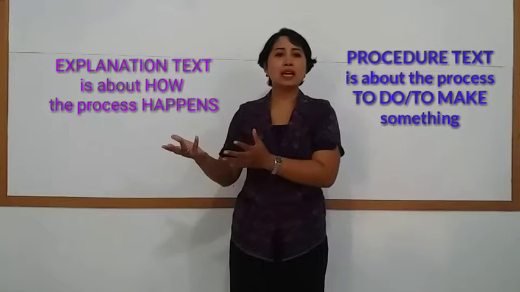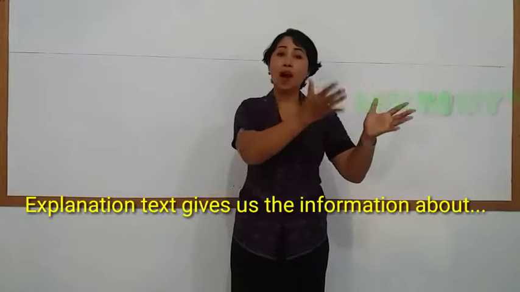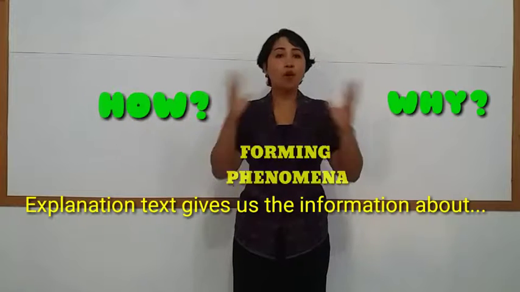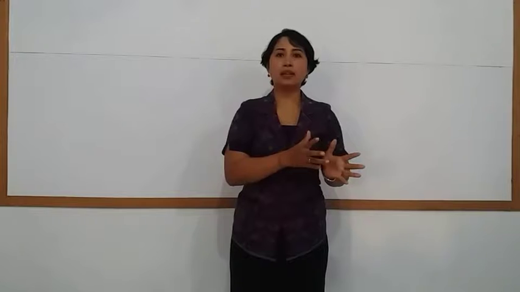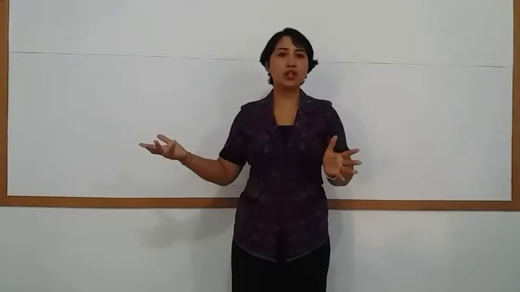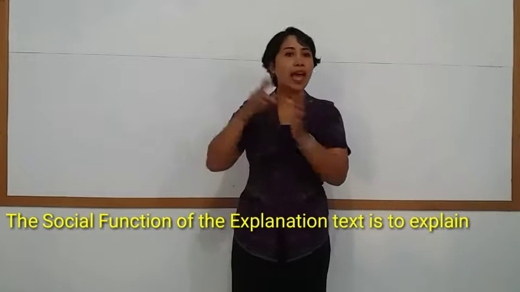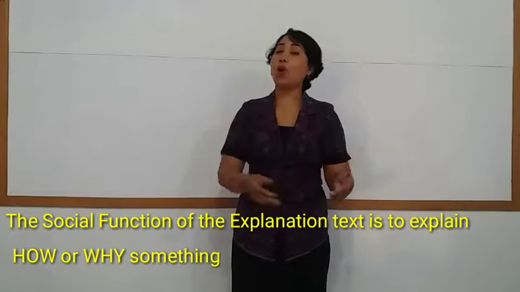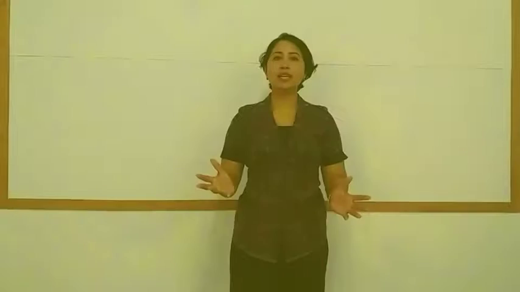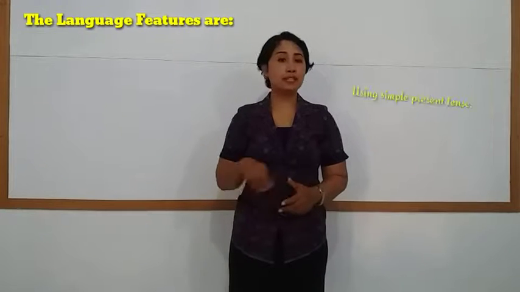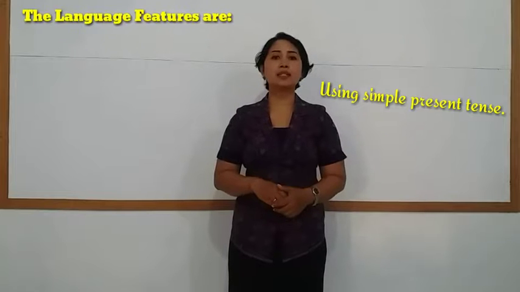So we can say that the explanation text gives us information about why and how of the forming of the phenomena. So, as a fact, before we continue with the social functions of the explanation text, it is to explain how or why something happens.